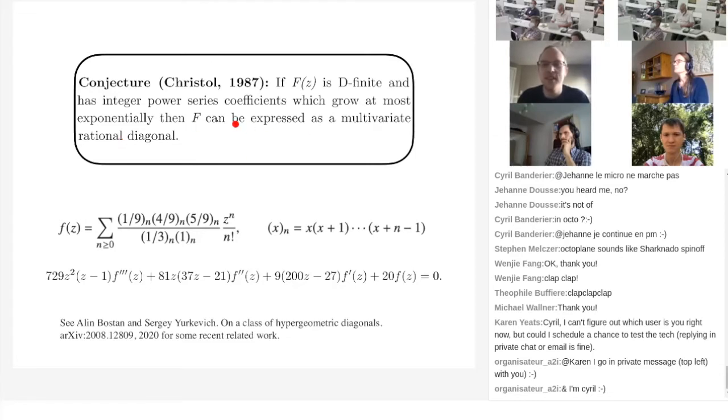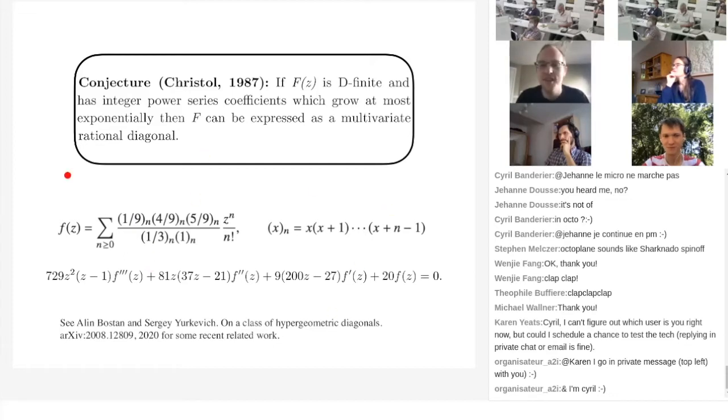So his general conjecture is slightly stronger than what I wrote here, but Christol gave this example back in 1987, and as far as I know, no one has been able to express it or prove that it can't be expressed as a multivariate rational diagonal, even though it is a d-finite function. And it satisfies the slightly more general form of Christol's conjecture.